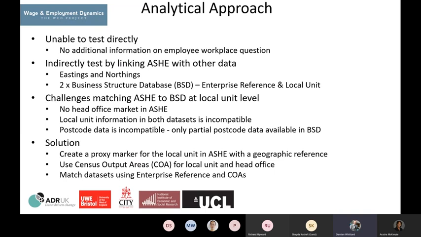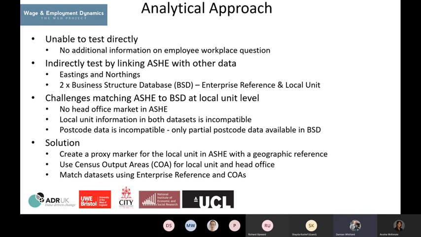Okay, so we're unable to test for this bias directly because there's no further information in relation to the location of employment question in ASHE. So we looked to bring in other data sources in order to do this type of analysis. We directly linked ASHE to the Eastings and Northings data set, and that gives us a geographic point of where people live and where people work. We linked ASHE and Eastings and Northings directly, as both data sets have full postcodes. This allowed us to calculate the straight-line distance in metres between employees' home address and recorded work address.